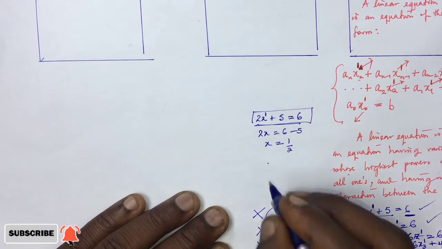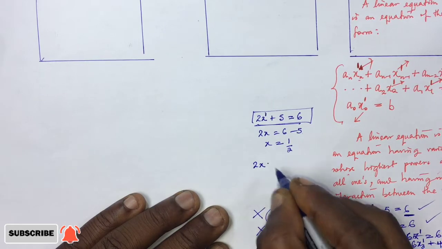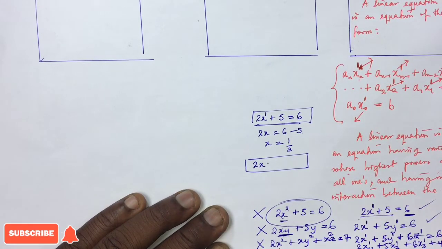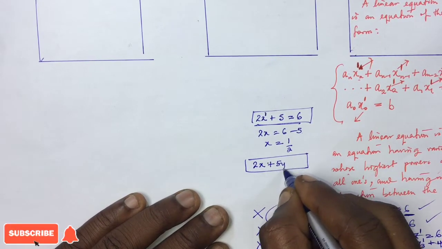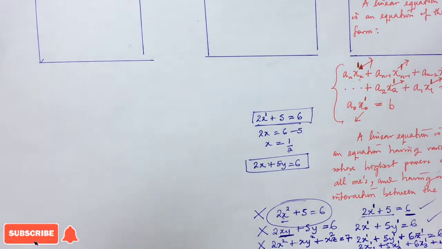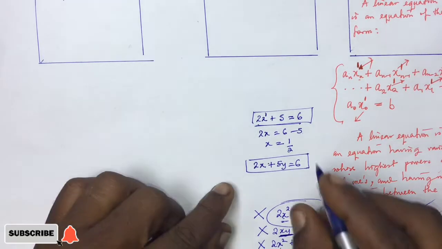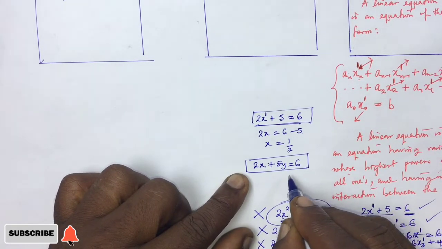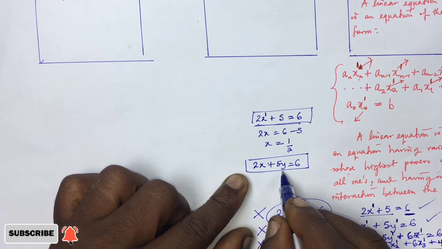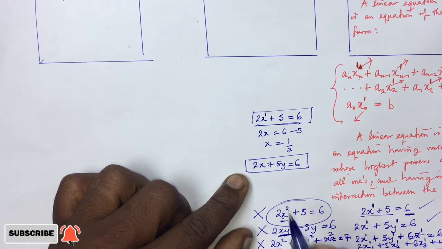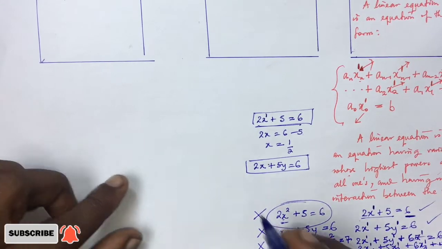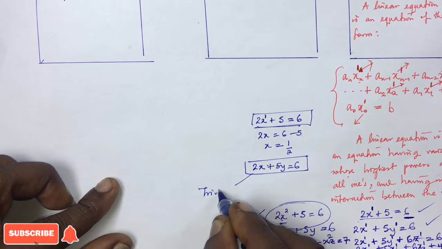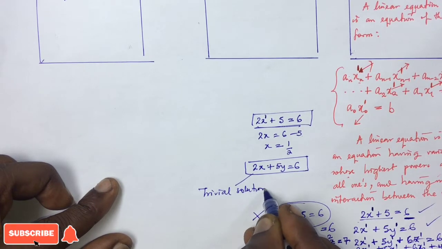Now, take note, if I had just one linear equation, 2x plus 5y equals 6, you cannot solve, or you should not solve, one linear equation involving two variables using just one linear equation. Why? The only kind of solution you can give to this problem, that is one linear equation involving two variables you want to solve for, at best, is what we call a trivial solution.